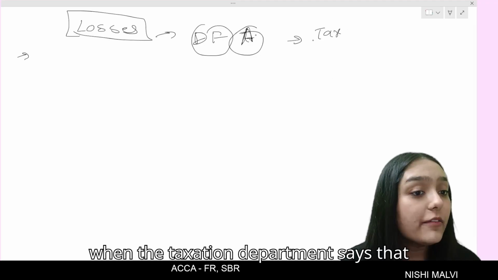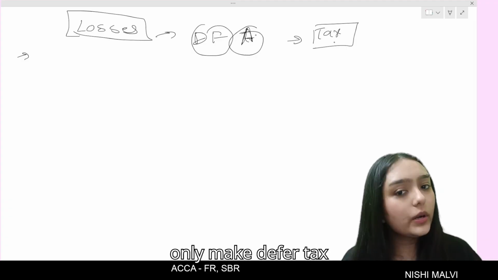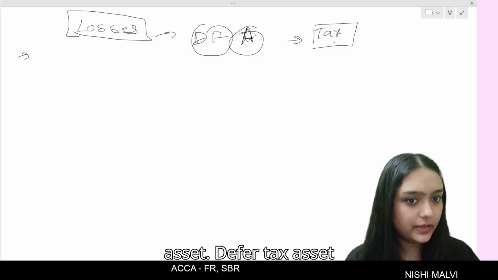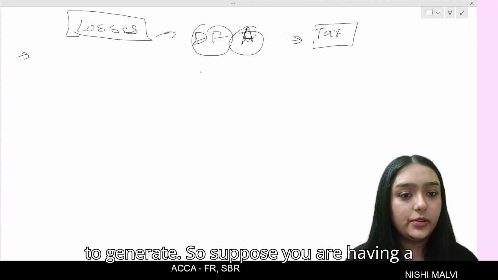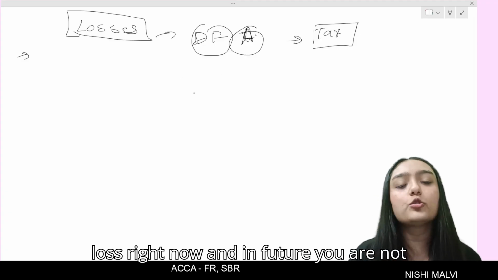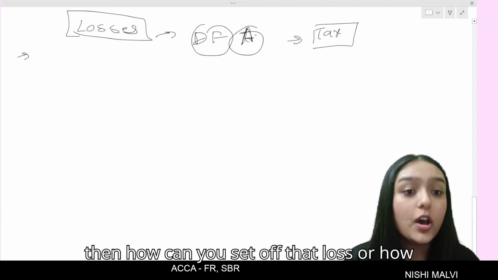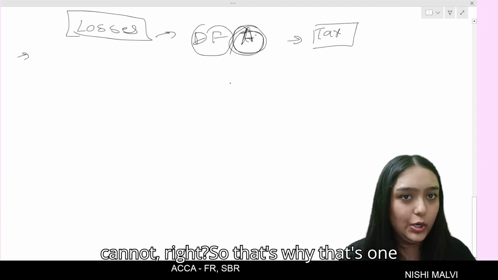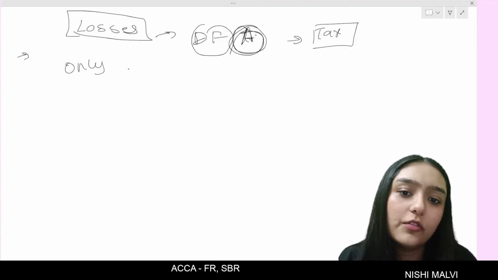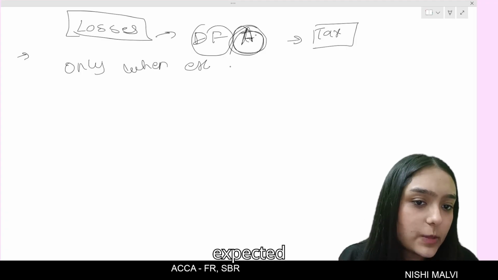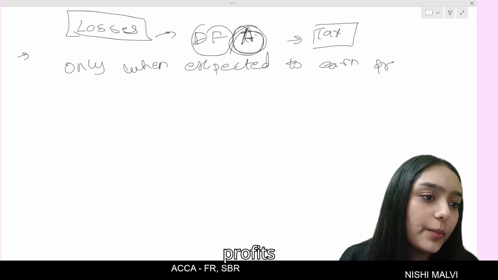Now what happens when the taxation department says that there is a loss in current period, you can only make deferred tax asset on whatever expected income you're gonna generate. So suppose you are having a loss right now and in future you are not expecting to earn profit, then how can you set off that loss, or how can you set off that asset? No, you cannot, right? So that's one rule for losses, that only when expected to earn profits.